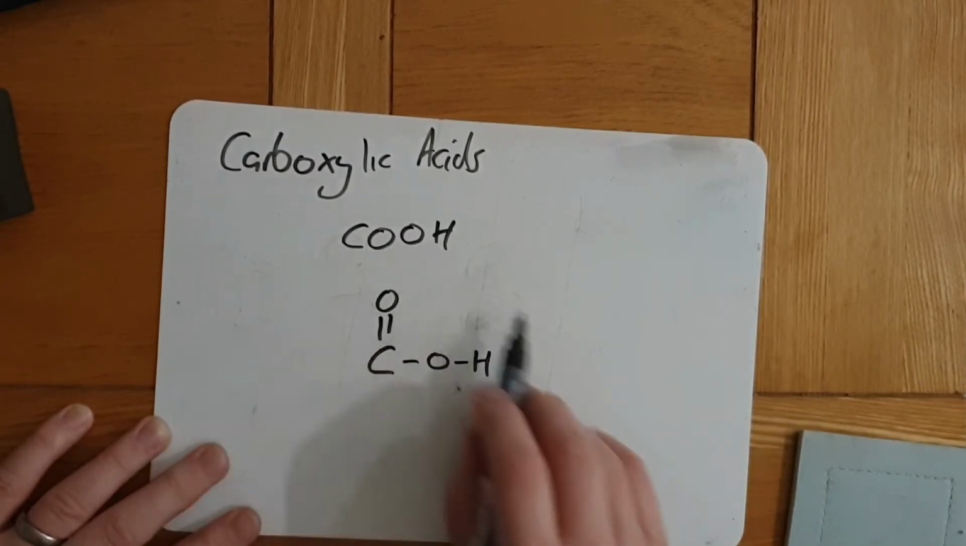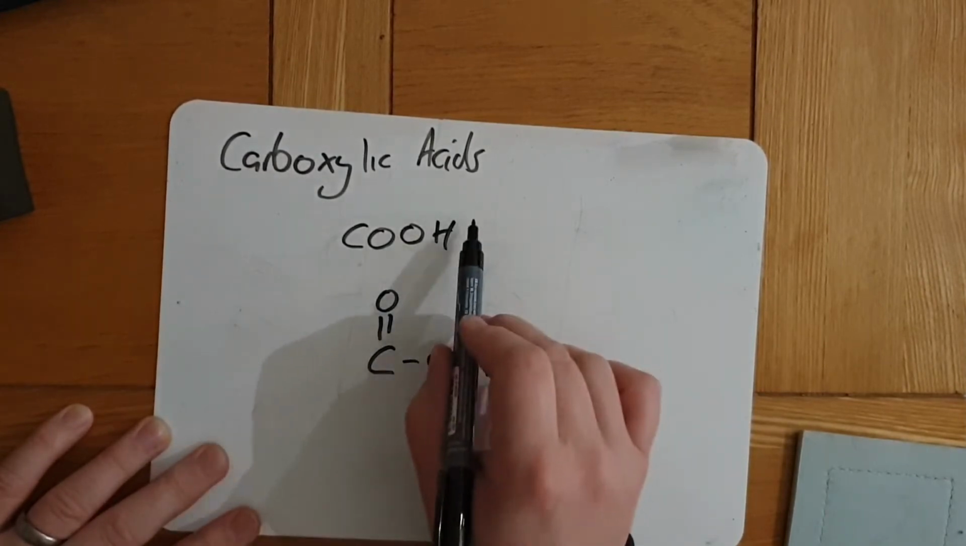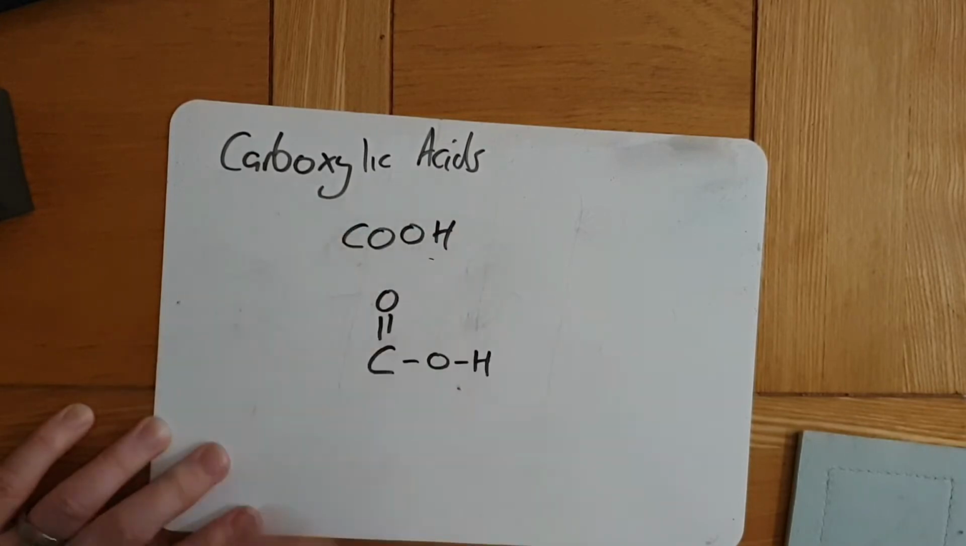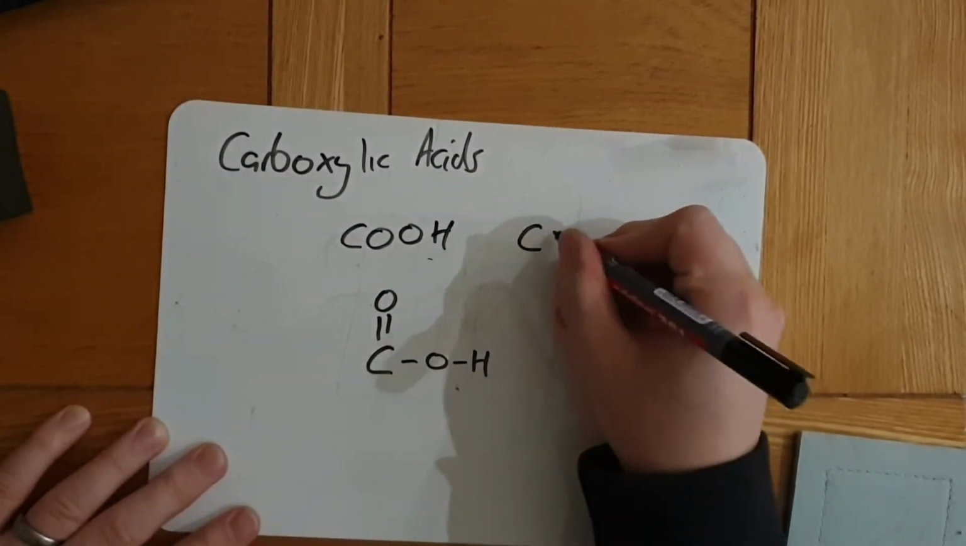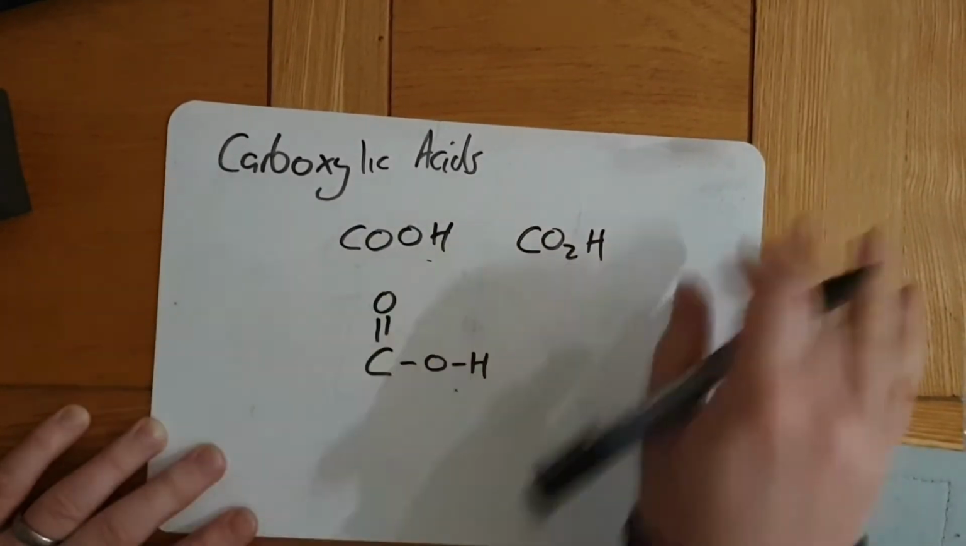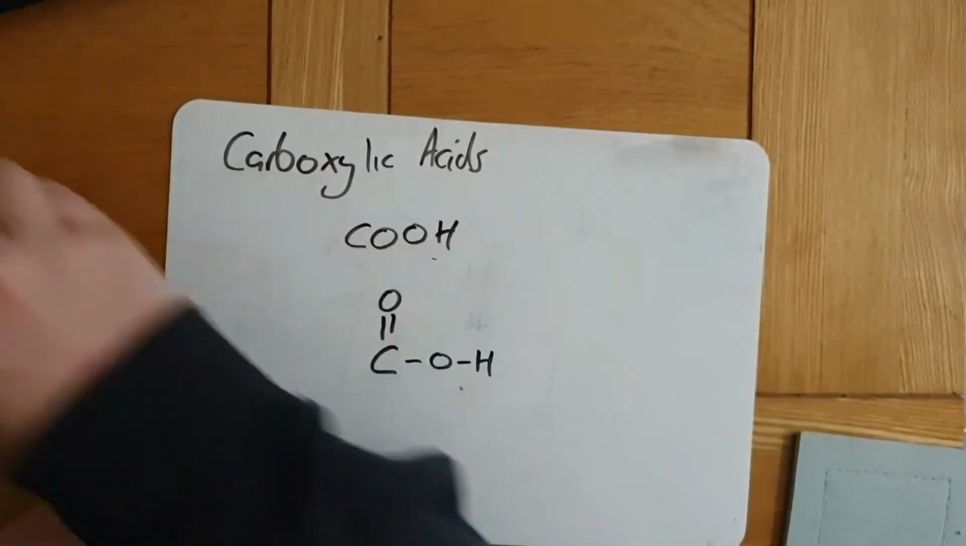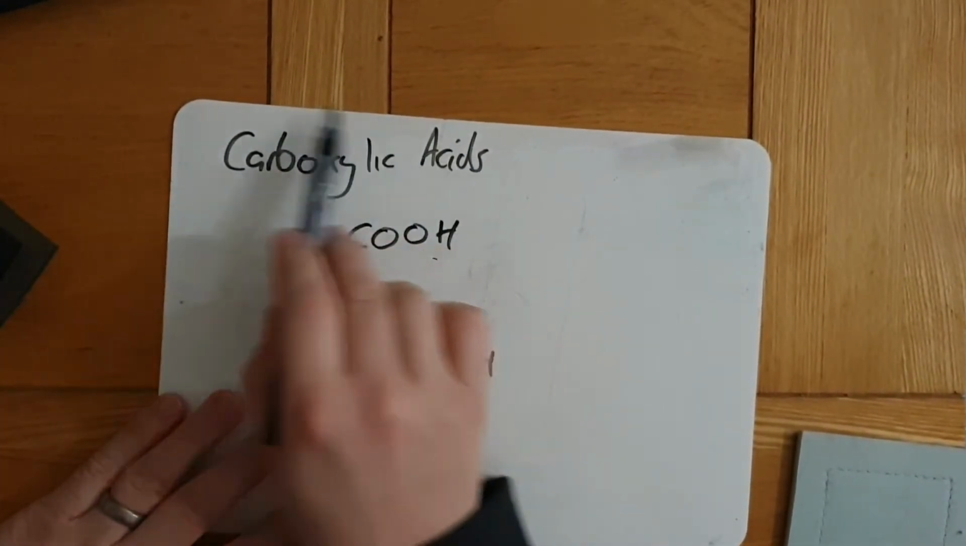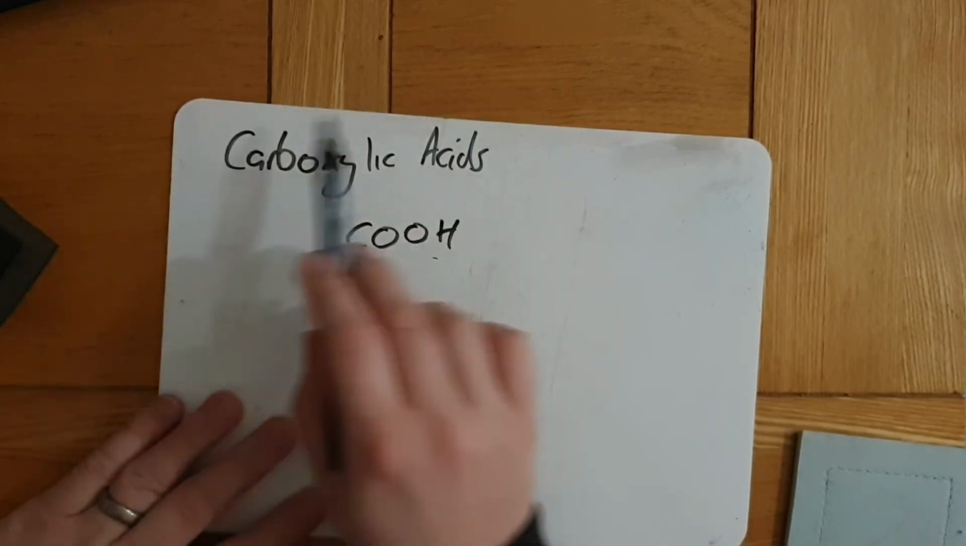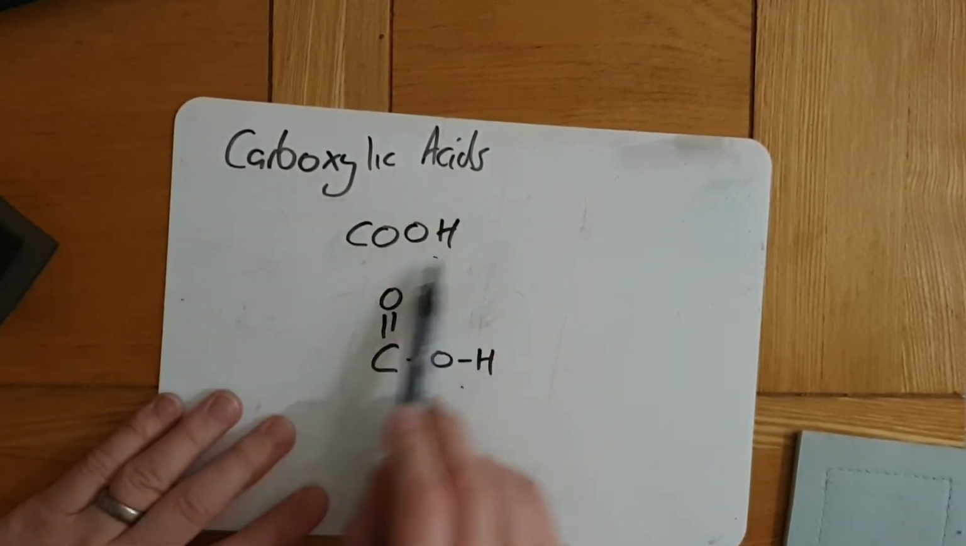So this is the carboxylic acid group. We abbreviate that when we write it as COOH. We don't write it as CO2H because it's not a chemical formula. We're just talking about the functional group. The thing that makes a carboxylic acid is having this COOH.